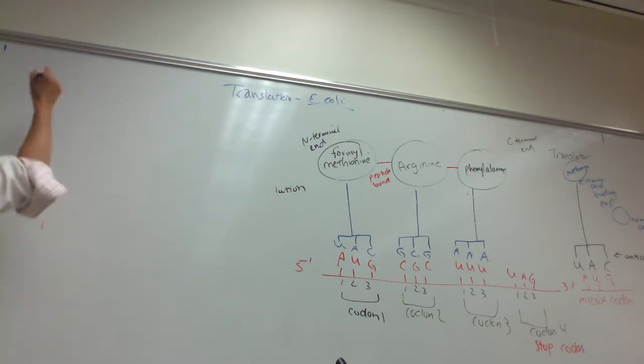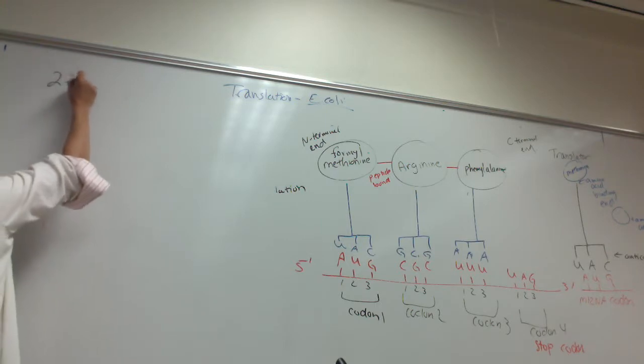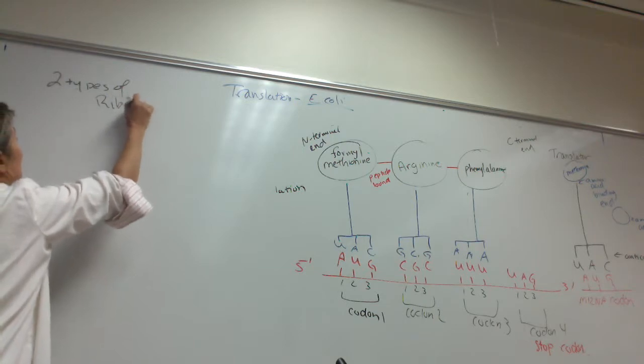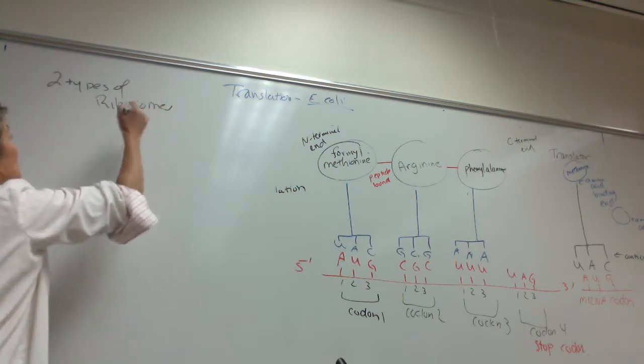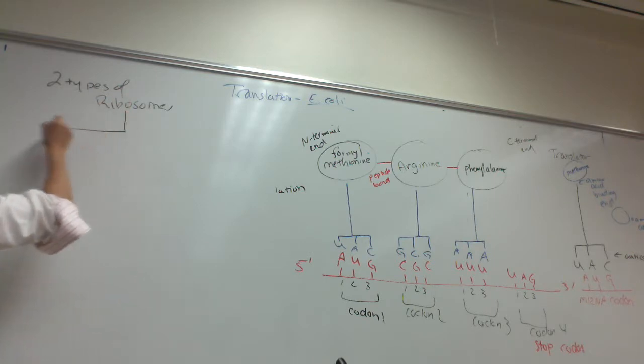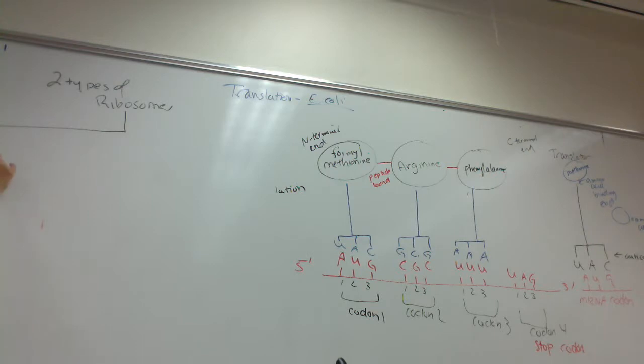All right, and big picture first, you guys, there's two types of ribosomes based on size. So do you remember the two types of ribosomes, folks? What are the little ones called? 70S ribosomes, right? What are the big ones called? 80S, good.